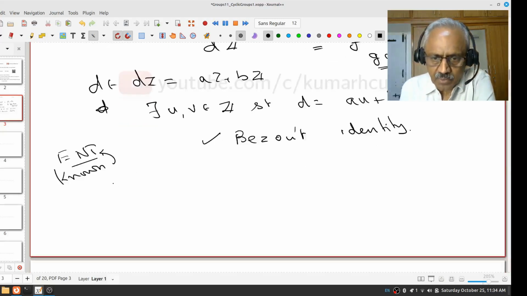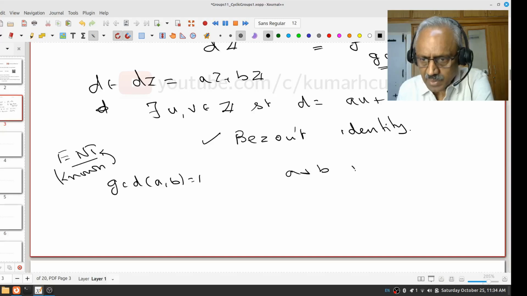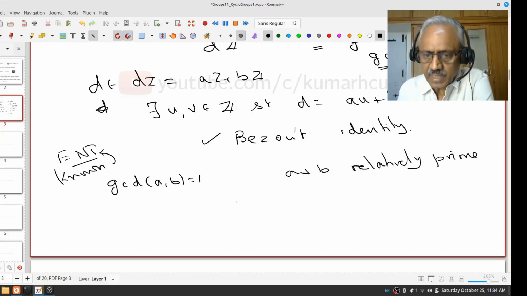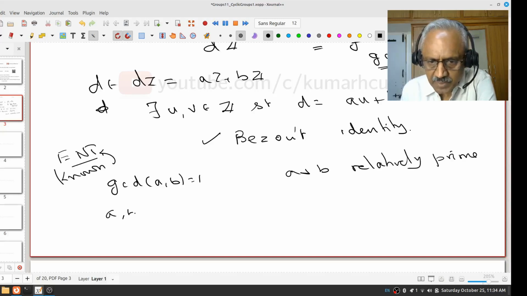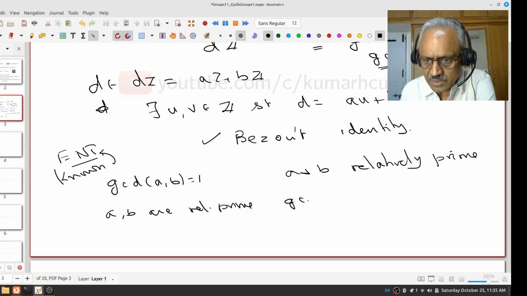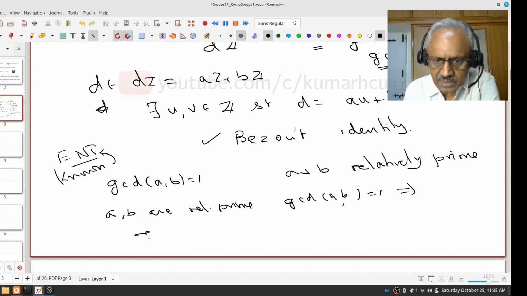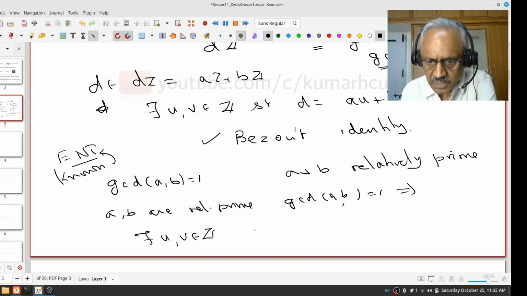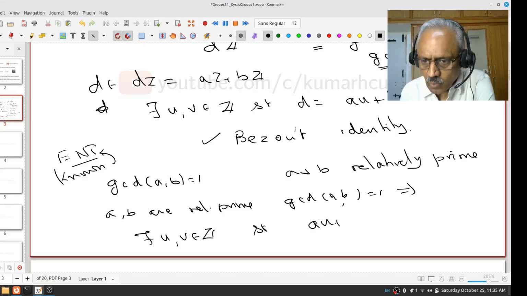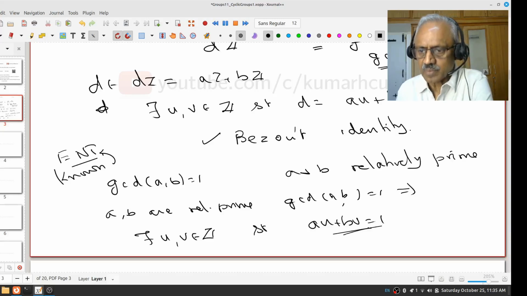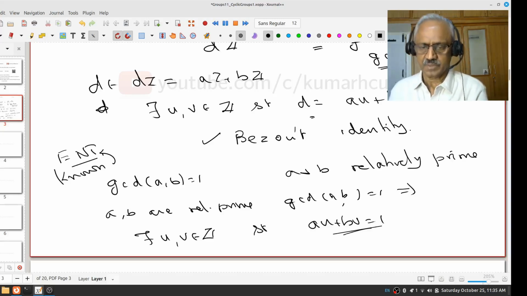Another important thing: suppose the GCD of a and b equals 1, then I say a and b are relatively prime. If a and b are relatively prime, or the same as saying the GCD of a and b equals 1, this implies there exist integers u and v in Z so that I can always write 1 as au plus bv. That follows as a special case of this.